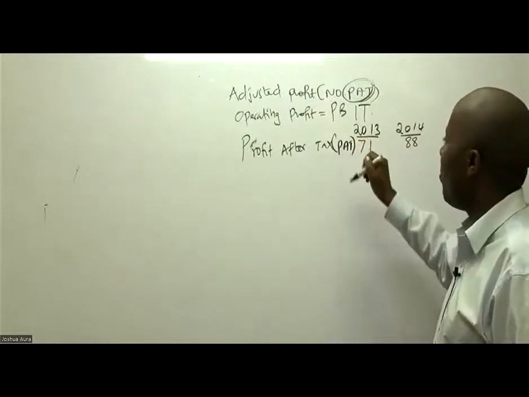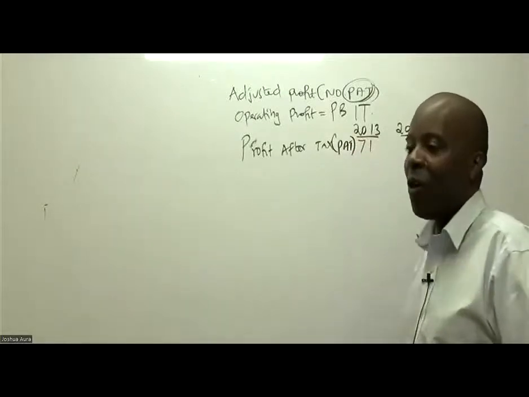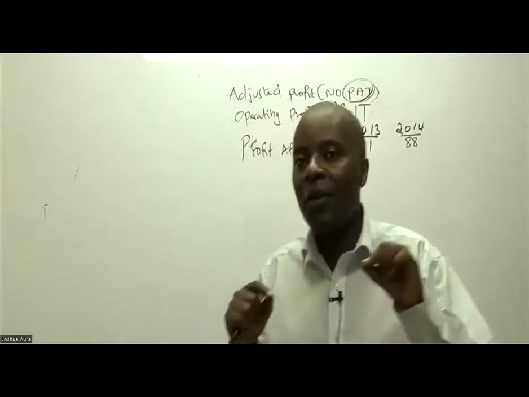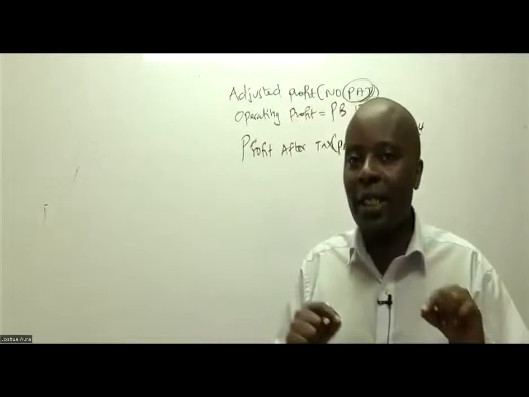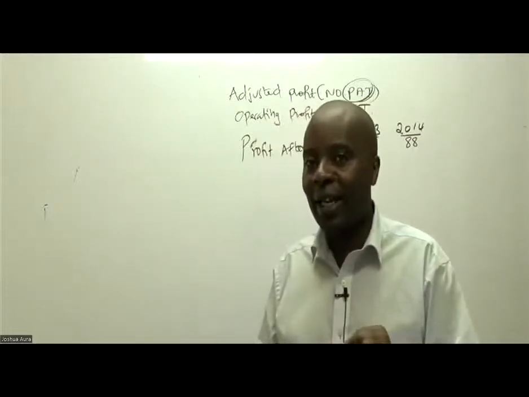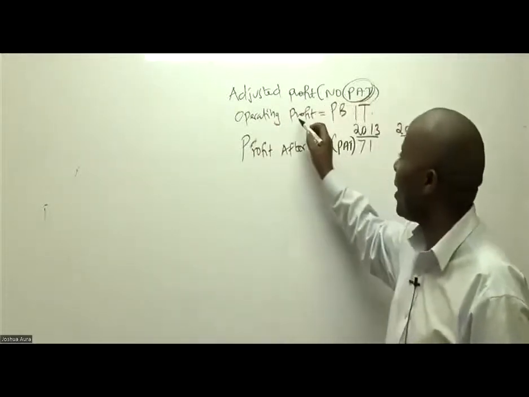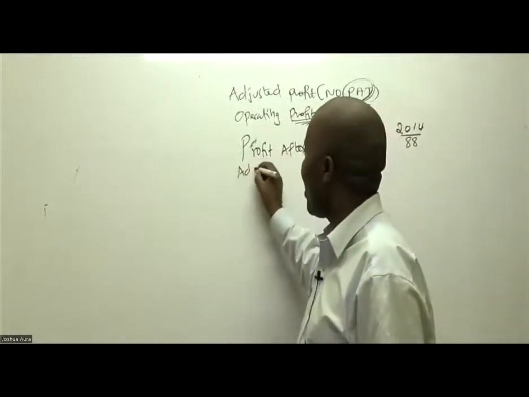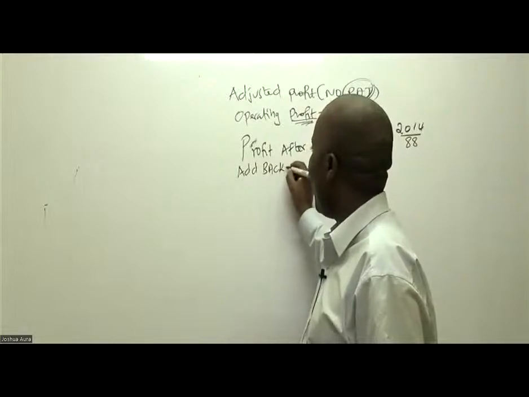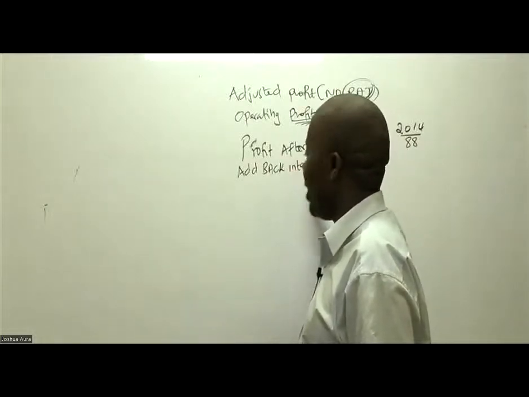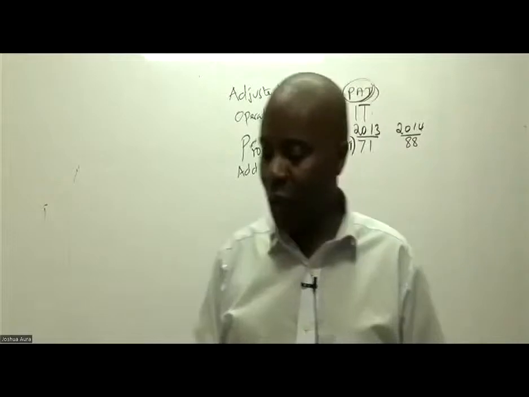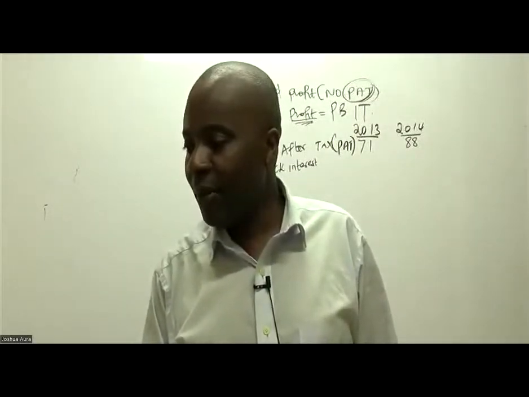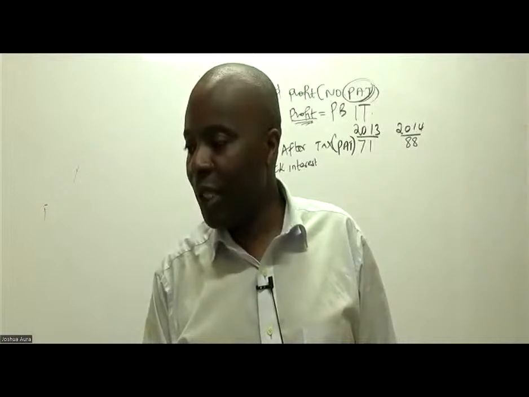Now, ladies and gentlemen, remember here I've deducted interest. Because I deducted interest, I need to add something back, because what we want is operating profit. So we need to add back interest. Are you able to see the interest amount? The interest amount that I'm able to see here, this examiner will give you.